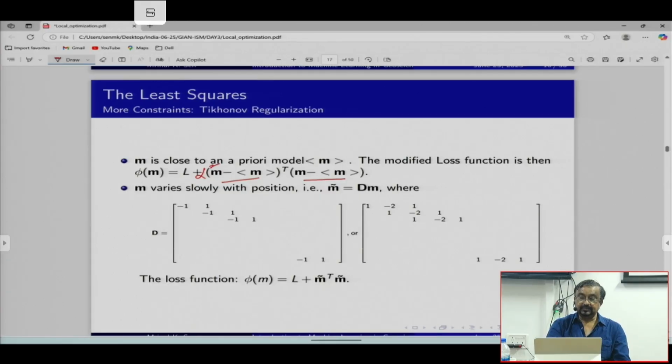You could also say that I want to apply a smoothing on the model. How can you do that? You can say that I have my model, which is, say, M1, M2, M3 and things like that. I can multiply it with a matrix. And if this matrix is, say, minus 1, 1, minus 1, 1, then all it does is simply multiply, and that is basically smoothing it, right?